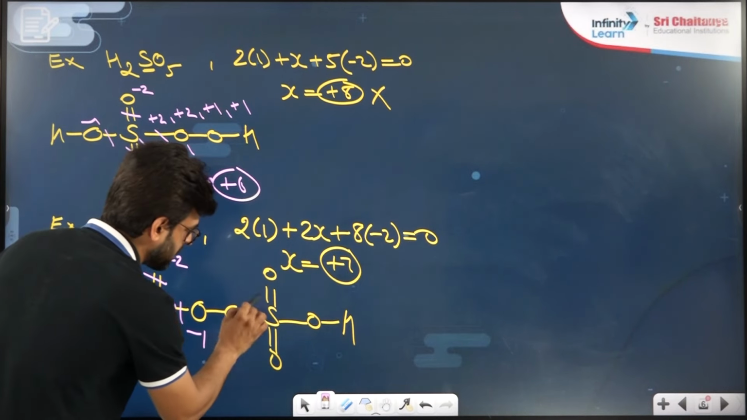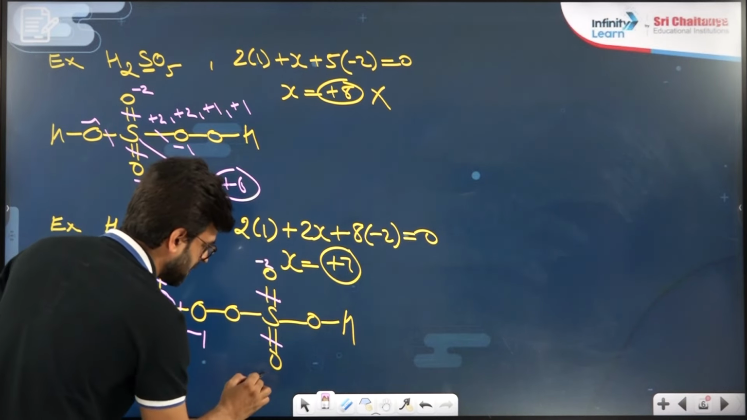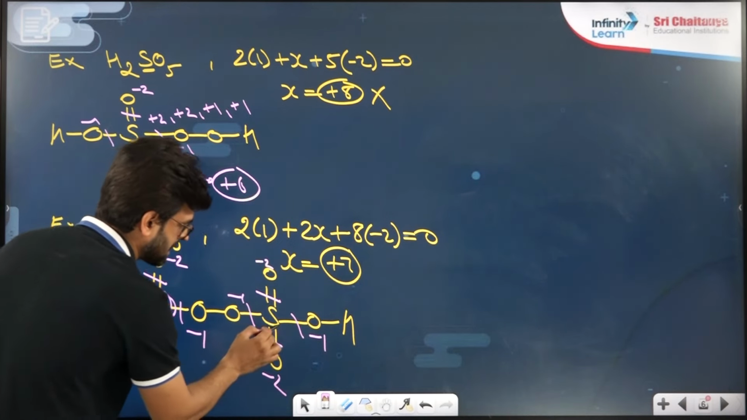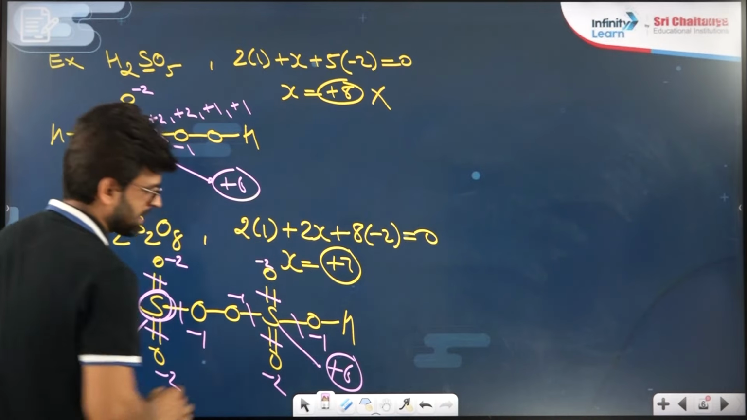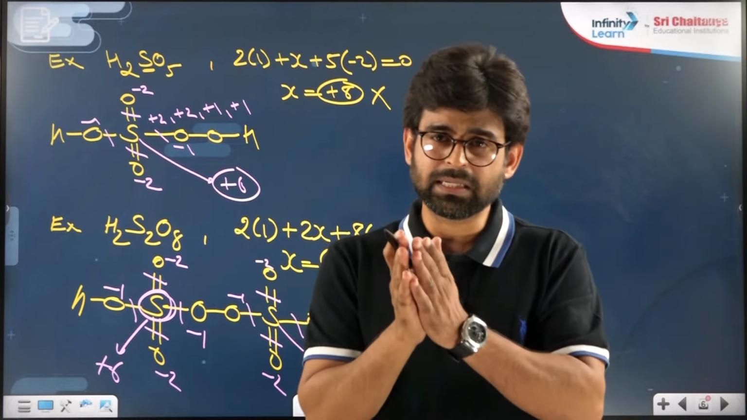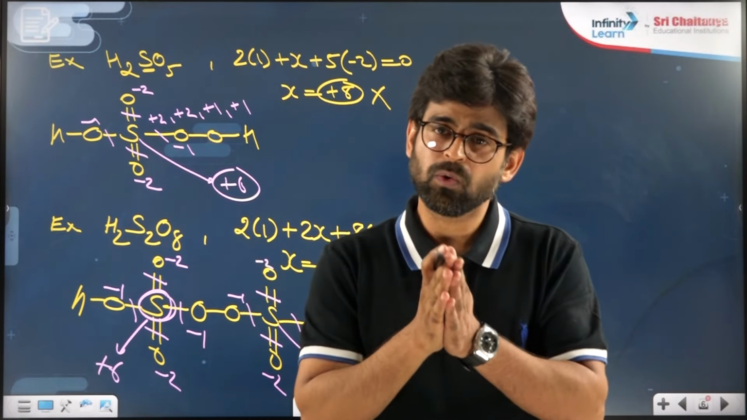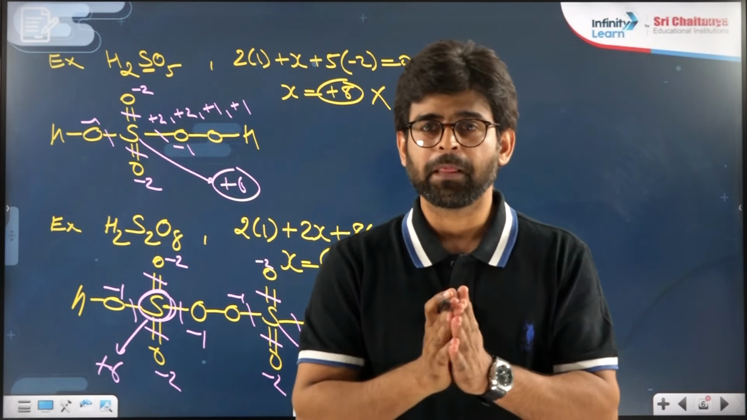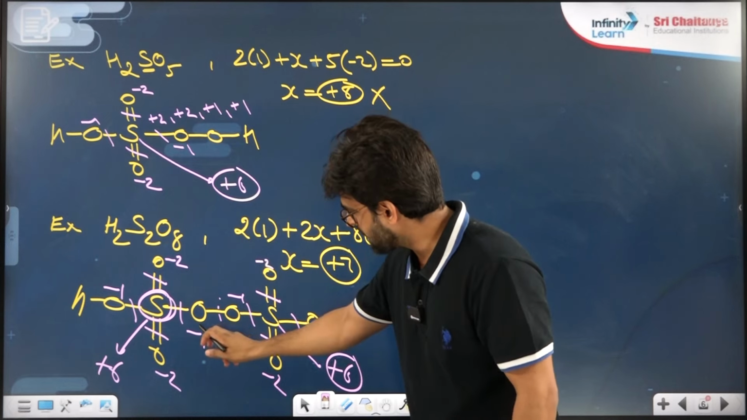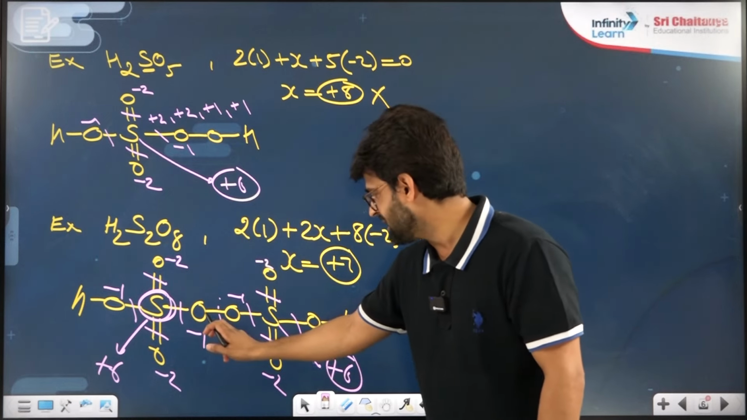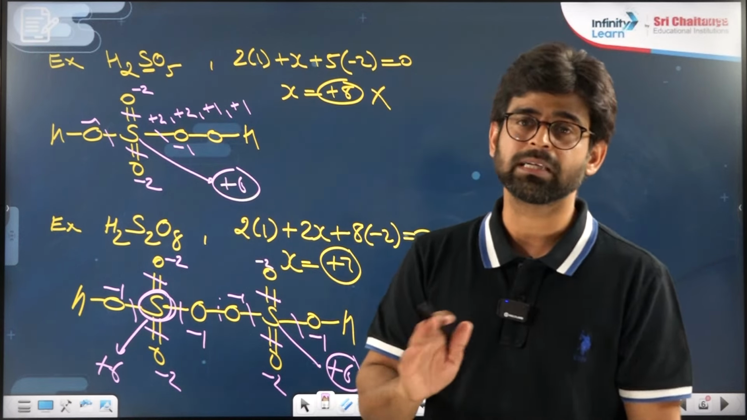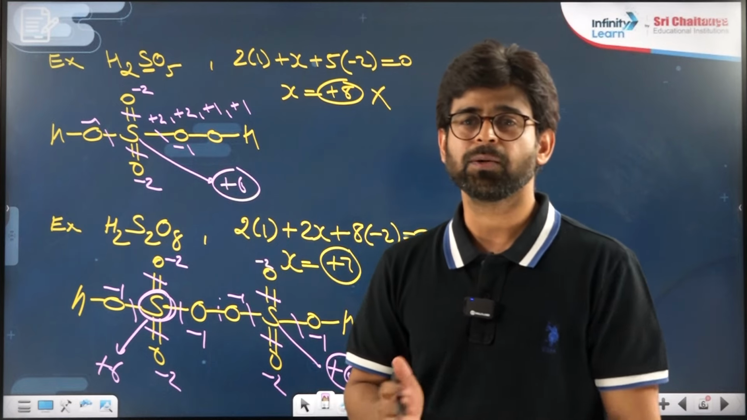Here also -2, +2, -2, +2, -1, +1, -1, +1. This sulfur got how much? +6. I will not break all the bonds because I need the oxidation state of sulfur. So I will break all the bonds of sulfur only. Don't think about what the oxygen's oxidation state is. If I break this bond, oxygen gets only -1. So these two oxygens are present in -1 oxidation state. They are not -2. That's why the formula is giving us a wrong answer, right?